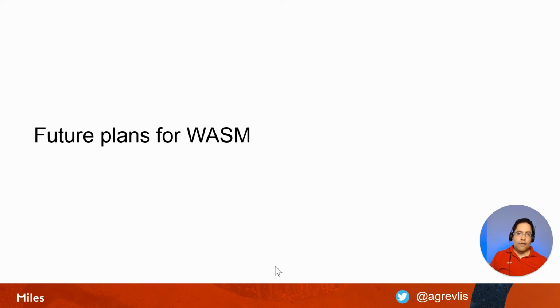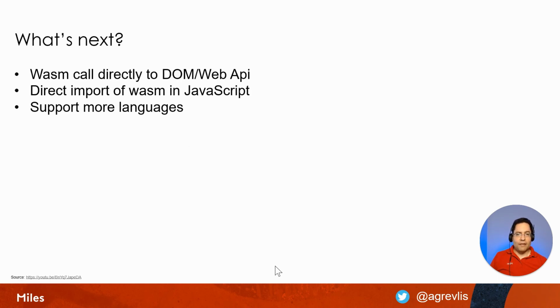So what are the future plans for WebAssembly? One of the things that they would like to be able to do is to call WebAssembly directly to change the DOM or to call a web API. As you saw, we need to import this crate in order to get the glue file that we've seen in all of these examples. But they want to be able to get rid of that.